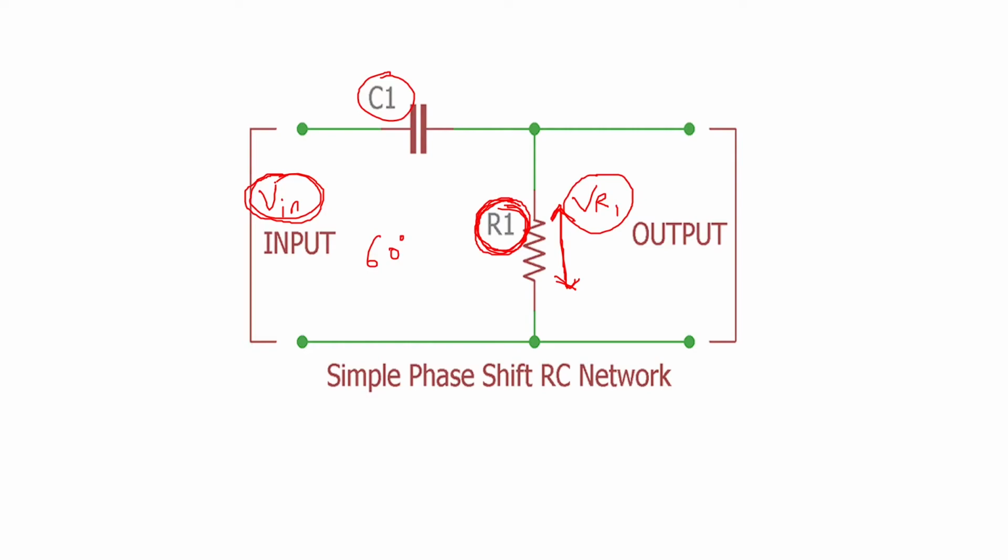So one RC combination is giving you 60-degree. The second RC combination will give you another 60-degree, and the third RC combination will give you another 60-degree. So we'll have that 180-degree phase shift in the feedback network.